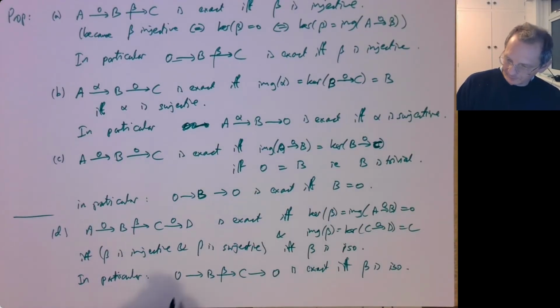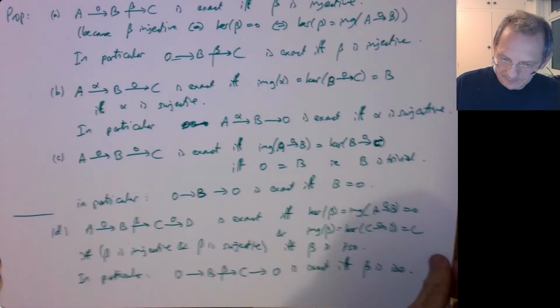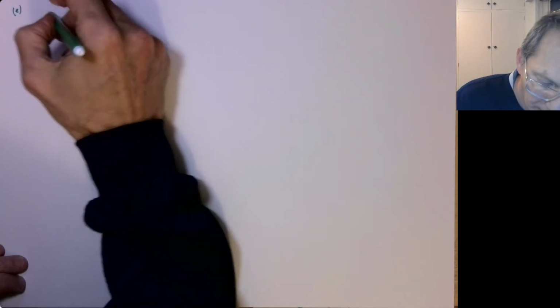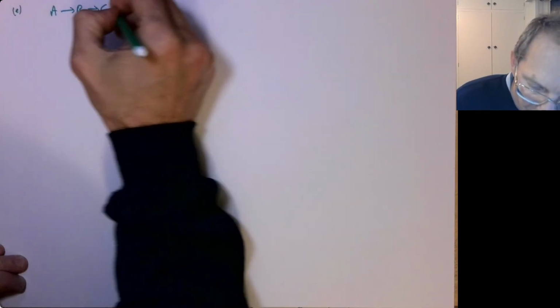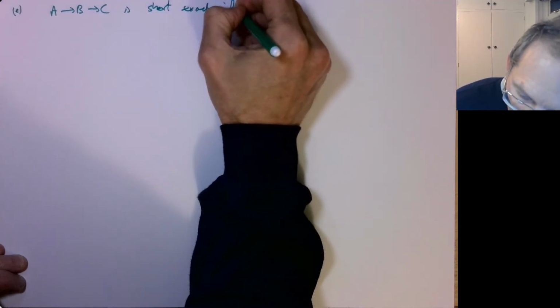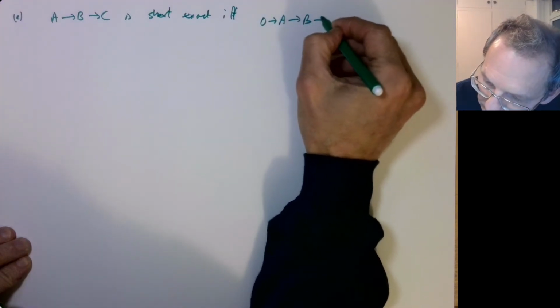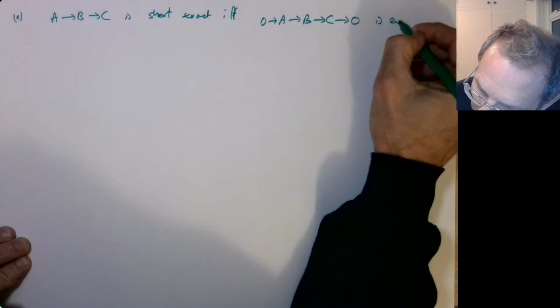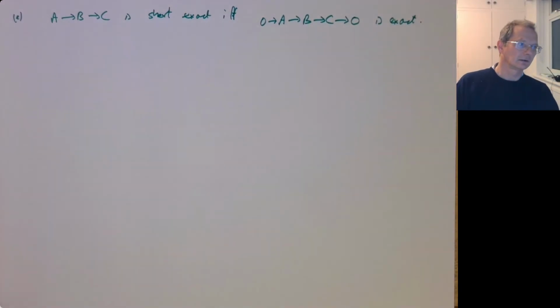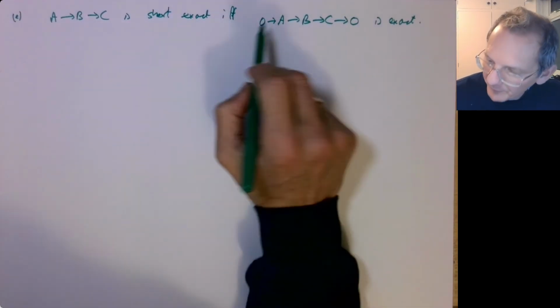So in particular, if you've got a 4-term sequence and the first and the last groups are 0, then the whole sequence being exact is equivalent to beta being an isomorphism. And then just a final thing. Okay, so suppose we've got a sequence like this, and we tack a 0 on both ends. So say this sequence here is exact.